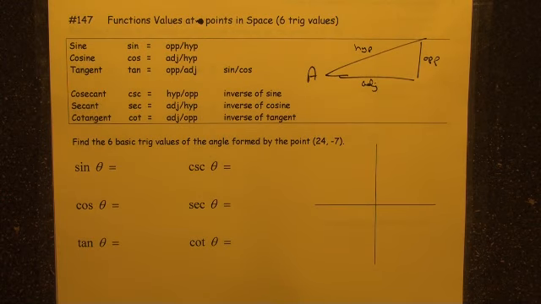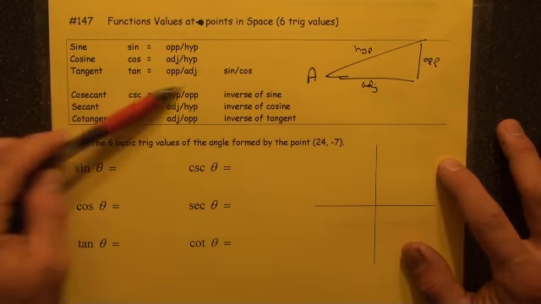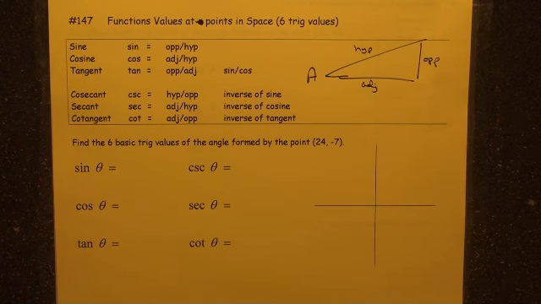Video number 147. Function values at points in space. 6 trig values. Here we go. First of all, from basic geometry, most students probably know this.